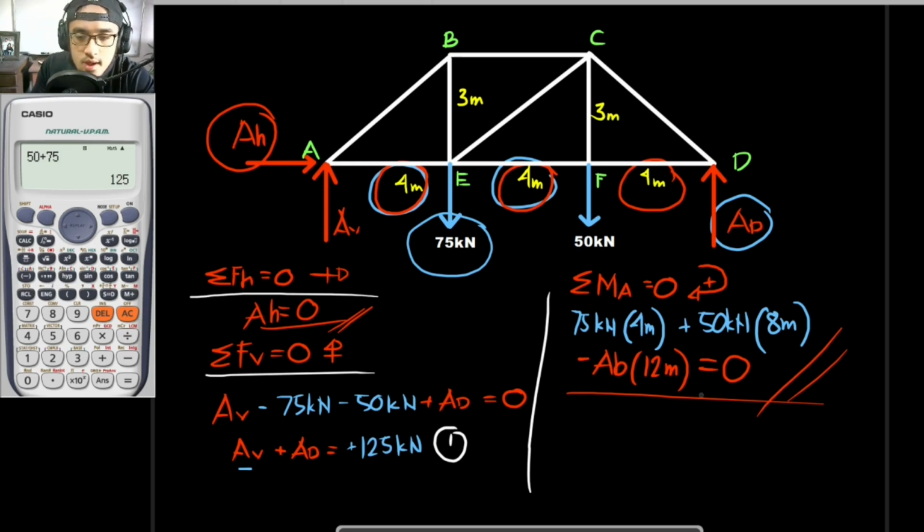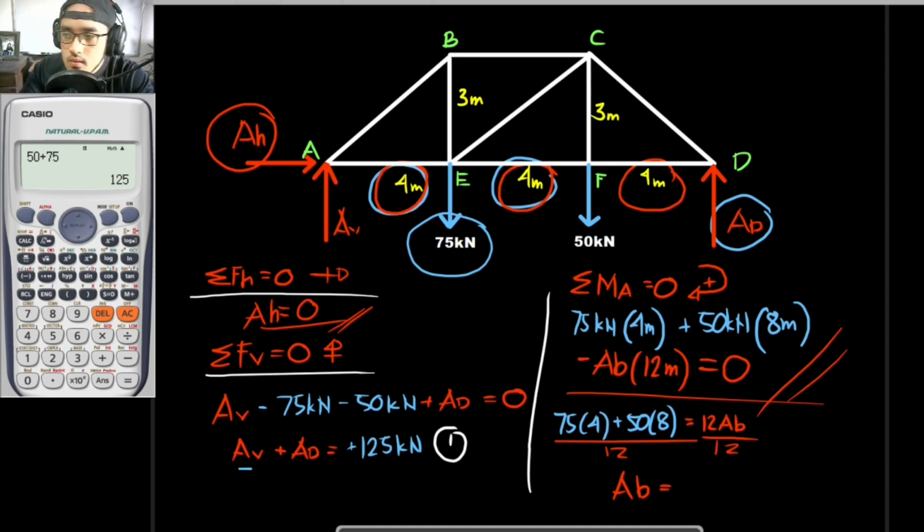So I would be transposing it to the other side. So 75 times 4 plus 50 times 8 is to be equal to positive 12 AB. Now solving for AB, divide both sides by 12 to isolate the variable AB. So AB is now equal to, looking at the calculator on your left, 75 times 4 plus 50 times 8 divided by 12. So our answer for AB would be 58.3. So this is to be for AB.